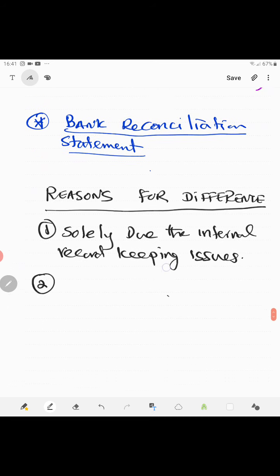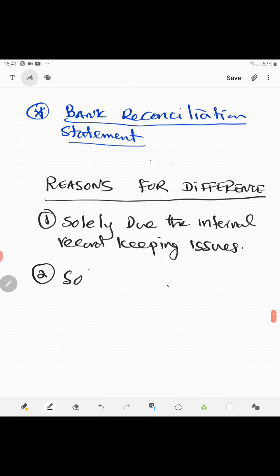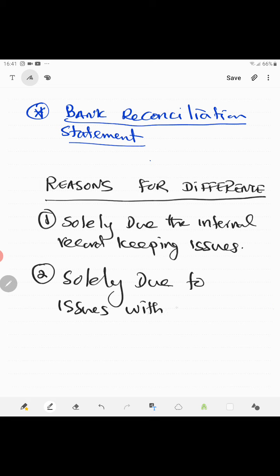Second one, solely due to issues with the bank.